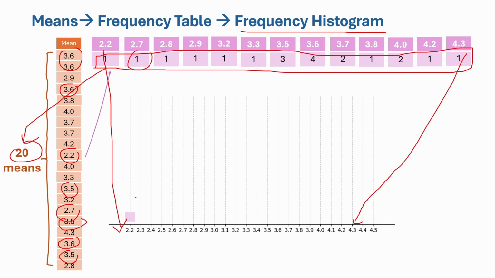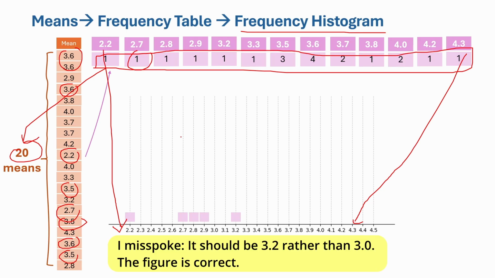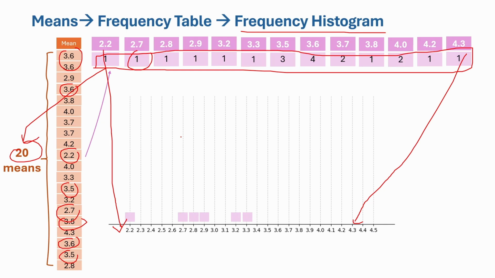And 2.3 is empty, because we do not have any 2.3 observed in the means, so we leave it empty. And then we go to 2.7. So we add another box at 2.7 here. We can do 2.8, 2.9, 3.0, 3.3. And 3.5 is slightly different from those numbers. It has the frequency of 3, so the box will be 3 boxes. And then 3.6 is 4 boxes, and then 3.7 is 2 boxes. And then we can do all the other numbers as well.